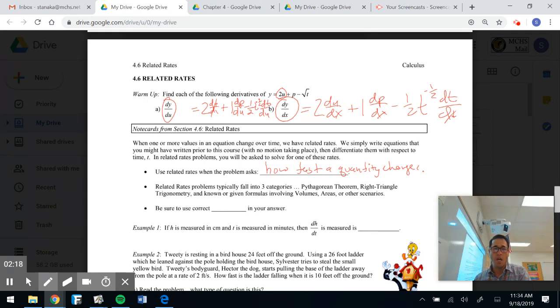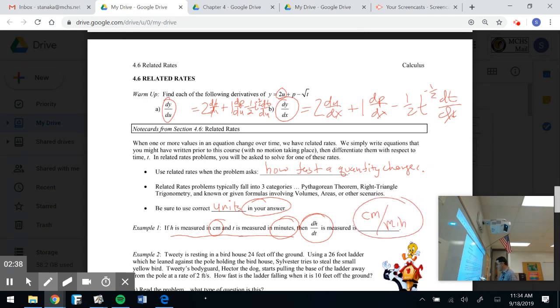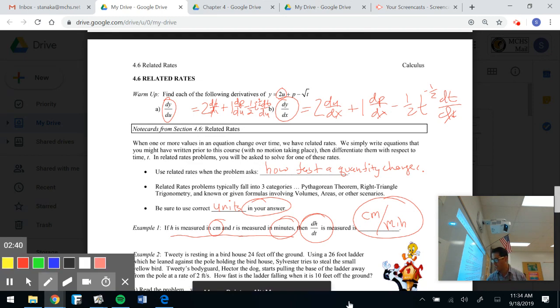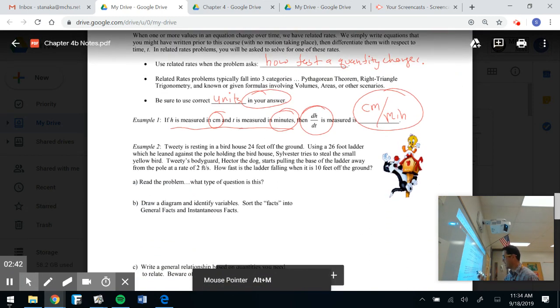All right. Be sure to always use correct units when dealing with related rate problems. For example, if h is measured in centimeters and t is measured in minutes, when I find dh dt, that's going to give me a unit of centimeters per minute. Thus, that's how fast something is changing. Let's get after this already, right?